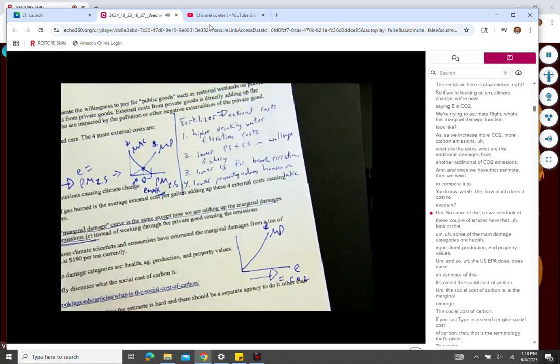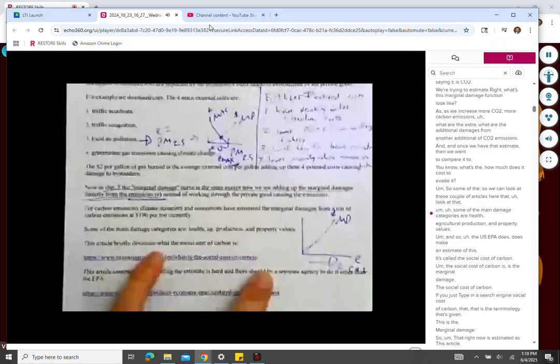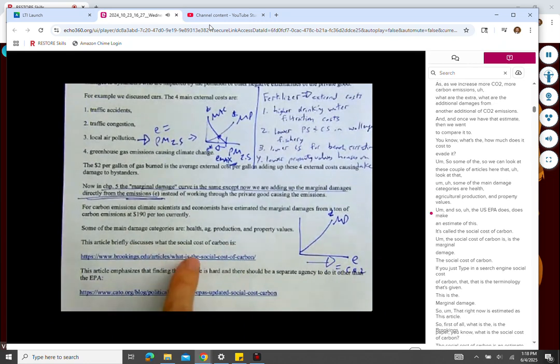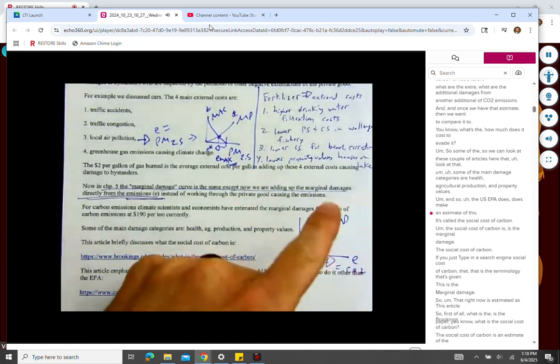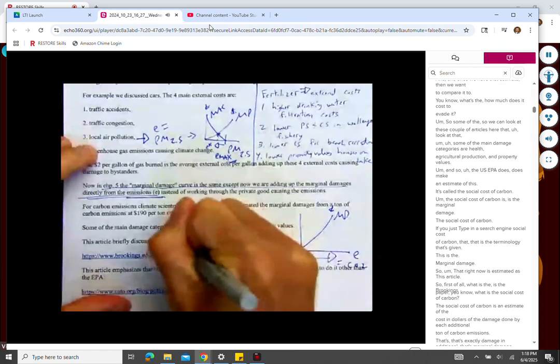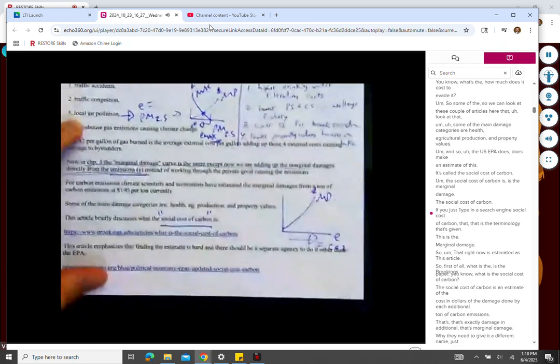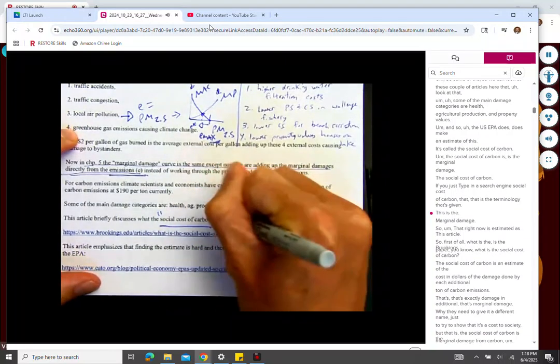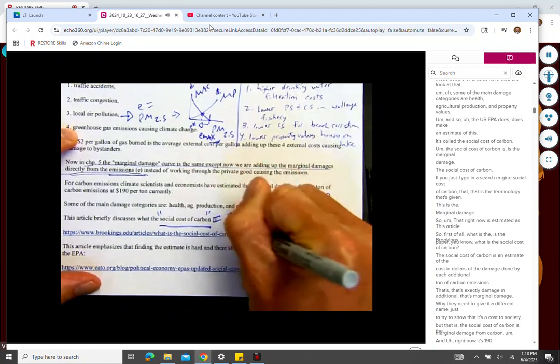So we can look at these couple articles here that look at that. Some of the main damage categories are health, agricultural production, and property values. And so the US EPA does make an estimate of this. It's called the social cost of carbon. The social cost of carbon is the marginal damage. If you just type social cost of carbon into a search engine, that is the terminology that's given. This is the marginal damage from carbon.